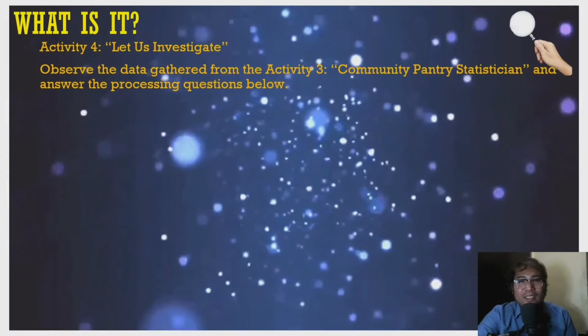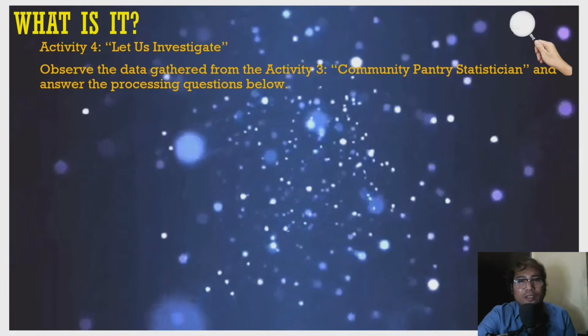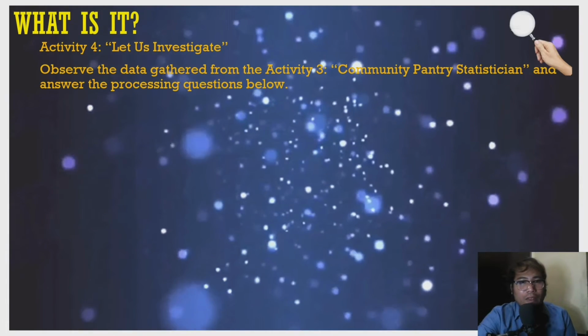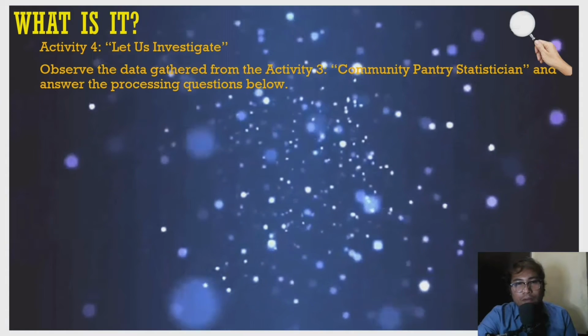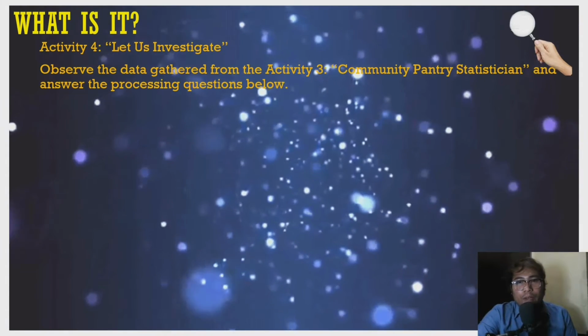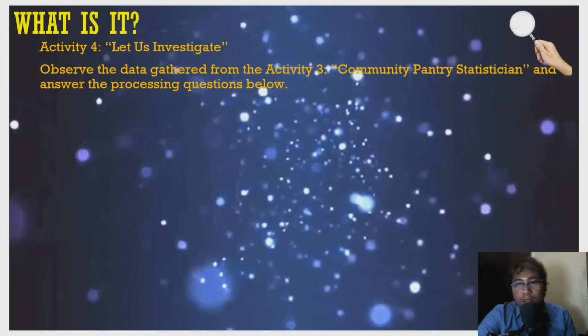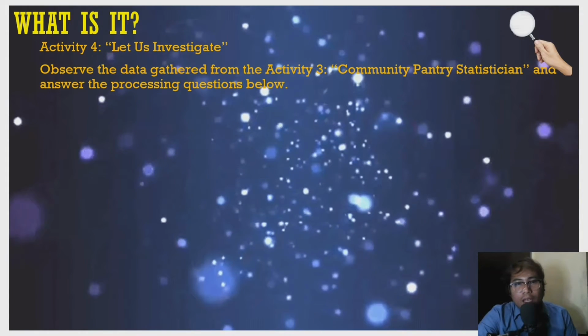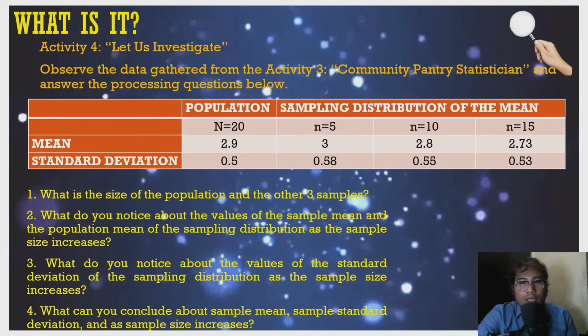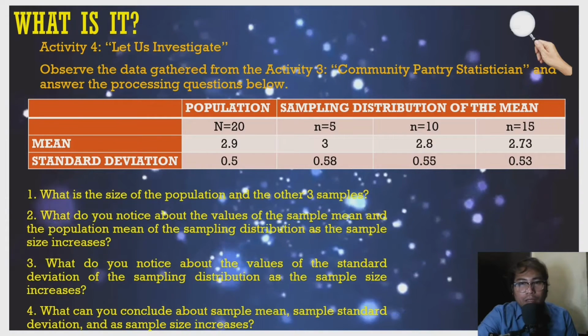To answer our questions earlier, let us do this activity to further help us in understanding the central limit theorem. For Activity Number 4, let us investigate. We are going to observe the data gathered from Activity Number 3, the community pantry statistician, and answer the processing questions below. Here is the table of the data that we gathered from Activity Number 3.